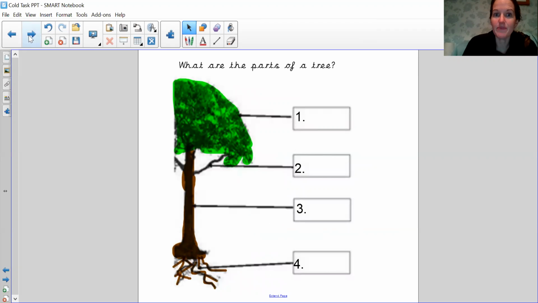Next, we're looking at the parts of a tree. Here I have a tree, and there are 4 parts of a tree that we're going to be learning about. Do you know their names? You can write down numbers 1 to 4 and write the answers. You could draw a picture of a tree and label it, but I'd like to see if you know the 4 parts of a tree. You can pause the video, and then once you're ready, go on to the next slide.